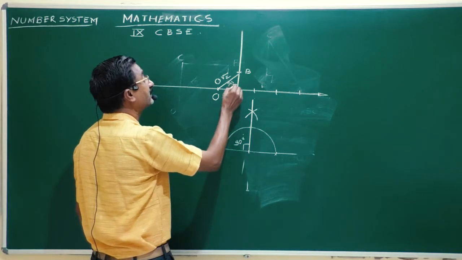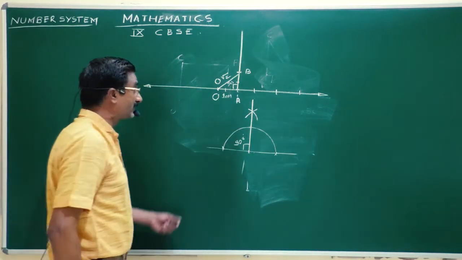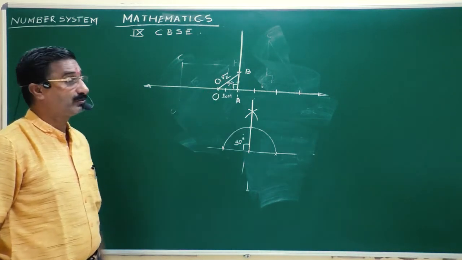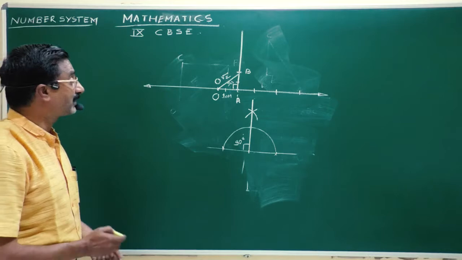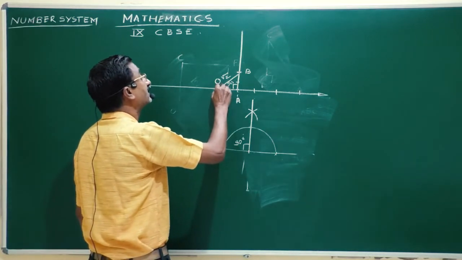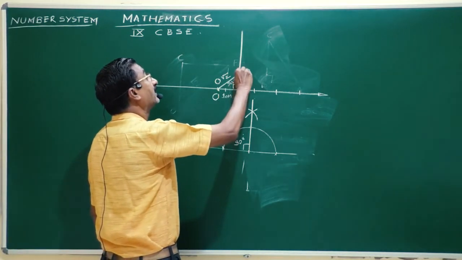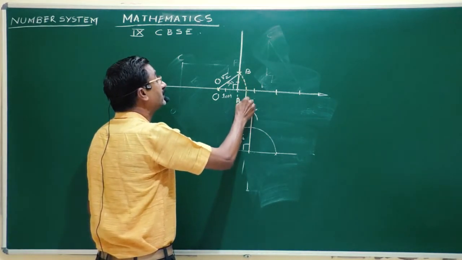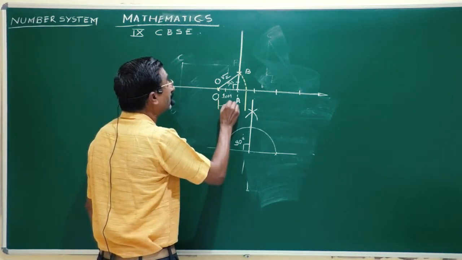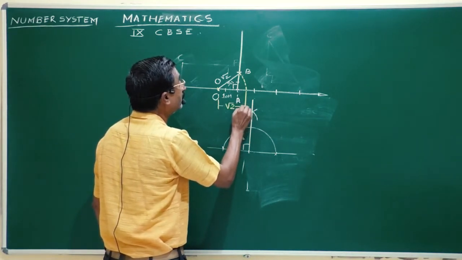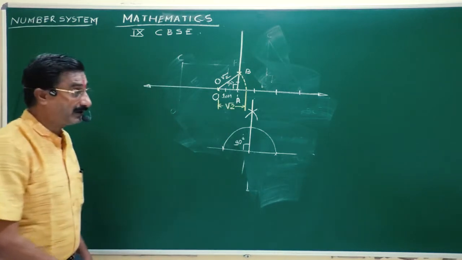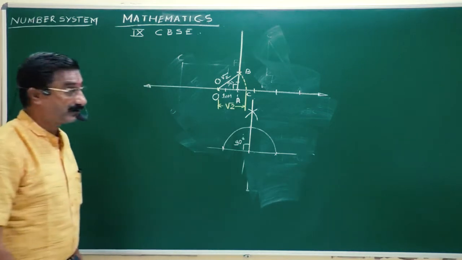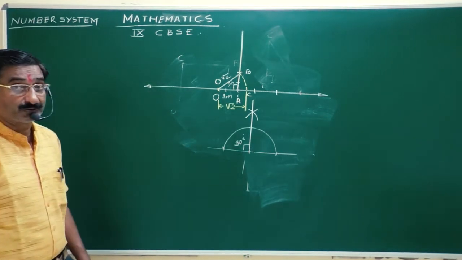It means nothing else, as we have done previously, that 1 centimeter, 1 centimeter, so this is equal to under root 2 centimeter. So we have to mark it on the number line. Again, we will use the compass. We will keep the center here and mark the arc like this. So this distance will be equal to under root 2. This is clear? So I can write OC. OC is the distance which is measuring under root 2.